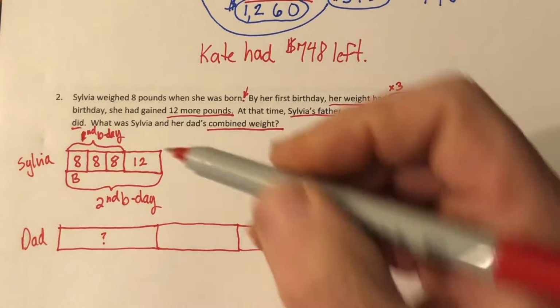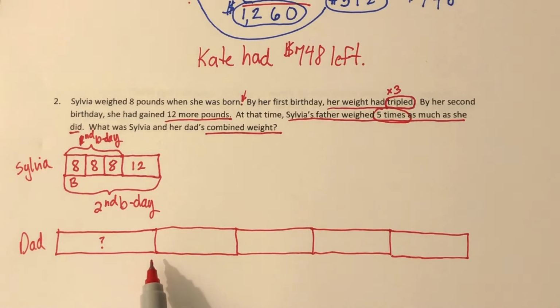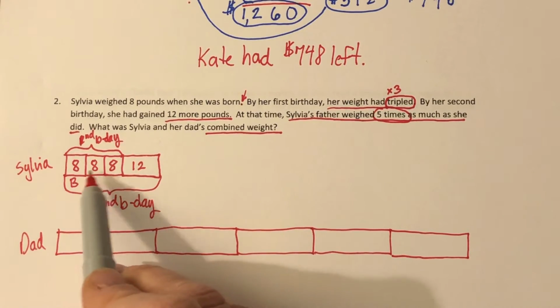Okay, so once I find out Sylvia's weight, I multiply it by 5 and I'll get Dad's weight. And then I combine those together to get how much they weighed all together. All right, I think I can do this. Let's just focus on Sylvia right now. So Sylvia, I had to do 3 times 8.